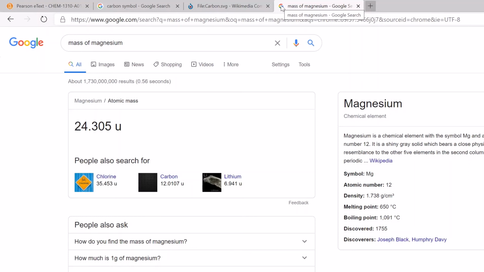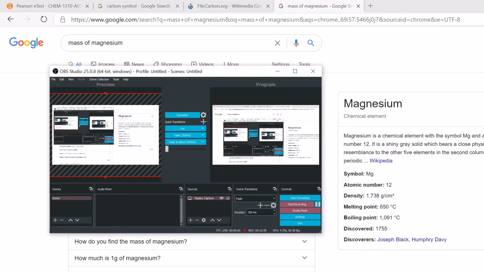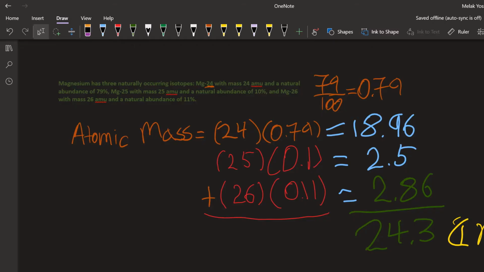By the way, the u you see right here is the same as AMU, atomic mass unit, and that u represents daltons, which is the same as AMU.